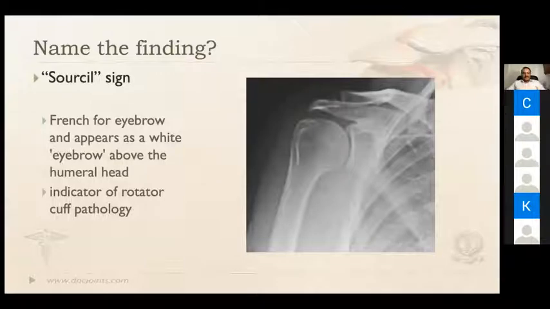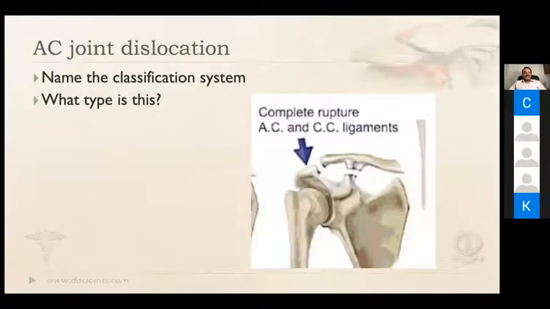So it's a white eyebrow above the humeral head or undersurface of the acromion, which is a sign of rotator cuff dysfunction. So the space is maintained, but since the supraspinatus is not functioning well, the supraspinatus is impinging under the acromion, and it is usually associated with acromioclavicular joint arthritis as well. So pain is there in the AC joint. So coming to acromioclavicular joint dislocations.